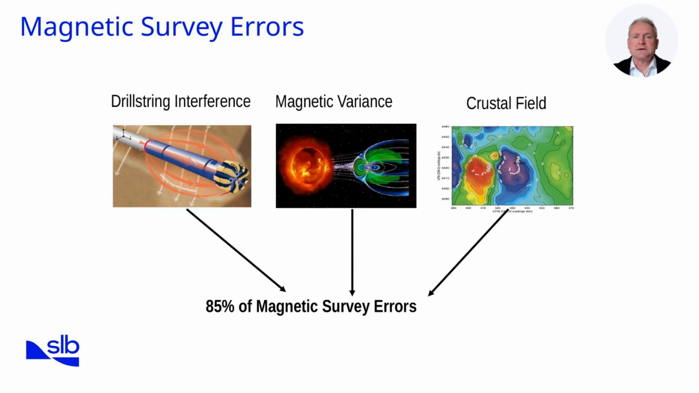Magnetic survey errors generally arise from three sources: drill string interference, magnetic variance, and crustal field anomalies. Of these, drill string interference is the primary factor, accounting for more than 85% of errors. Interference occurs because magnetic survey tools sit inside steel BHAs. Ferric steel components generate their own magnetic fields, which bias the readings of the tool. We categorize this interference as coaxial, aligned with the tool axis, or cross-axial, acting perpendicular.